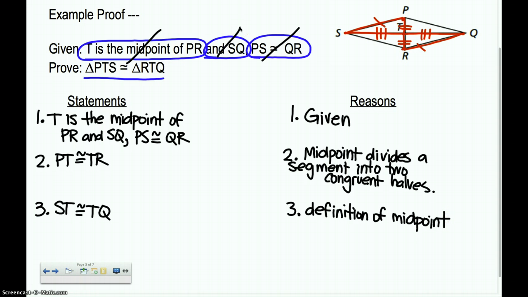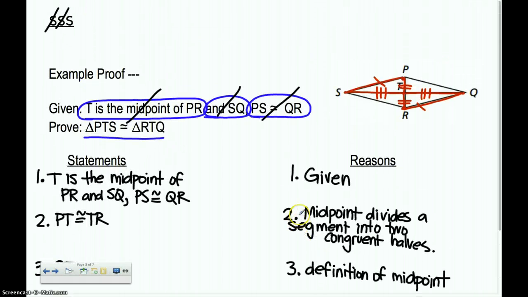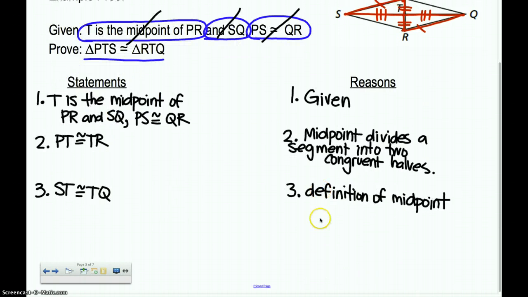Now we've used all three givens. We've shown all three sides. Side, side, side. Here's what we have here. We have side pair 1, side pair 2, side pair 3. When we have done that, we have finished with side, side, side. We can now say that triangle PTS is congruent to triangle RTQ. Why? What's the reason? Why are they congruent? Because of side, side, side.